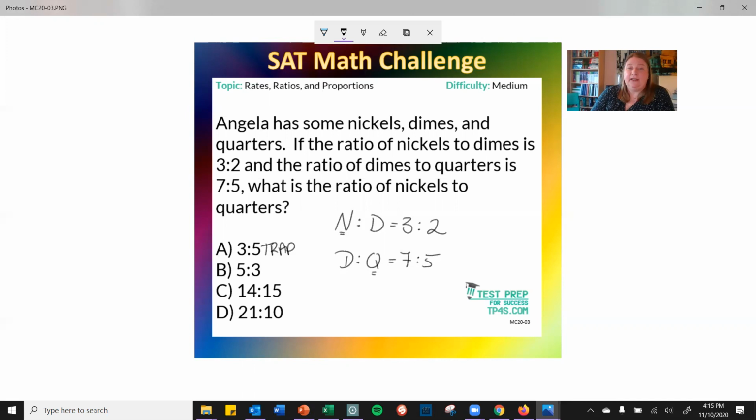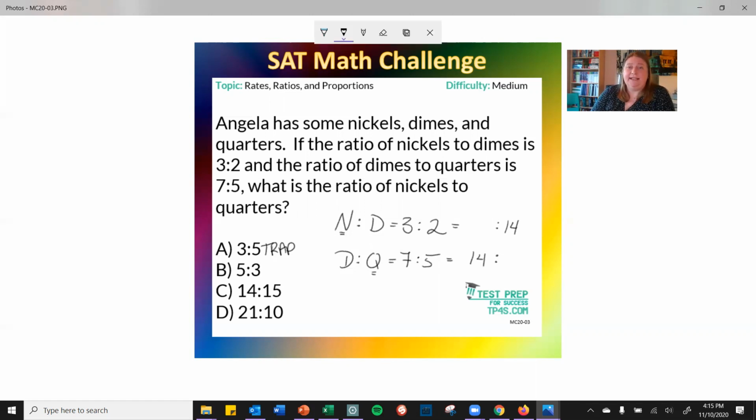Dimes in the first ratio lines up with the number 2, and dimes in the second ratio lines up with the number 7. So in order to compare everything directly, I'm going to make sure that these two numbers, 2 and 7, turn into something that's equal to each other. It's sort of like finding a lowest common denominator in fractions. I'm going to come up with the lowest common multiple. That's going to be 14. 2 times 7 is 14. So for the first ratio, I want to change dimes to 14. And for the second ratio, I want to change dimes also to 14.